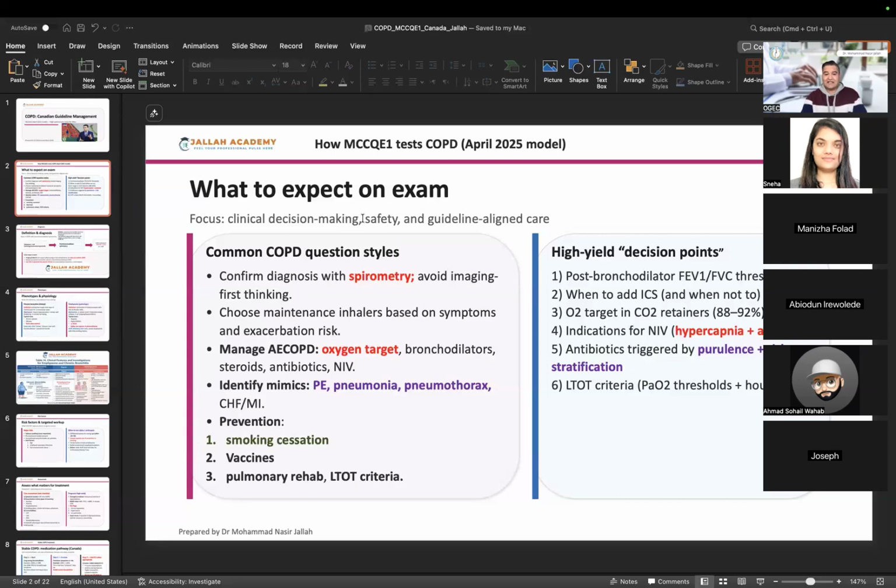Choose the maintenance inhaler based on the symptoms and exacerbation risk. So, how we start the treatment, how to maintain the patient on a proper regimen of treatment, and at what specific time we have to add which inhalers. I did make a stepwise approach in terms of management for COPD, and I believe that you guys have access to it. If you go to Jala Note in your account, you should be able to see it right at the end of the COPD notes.